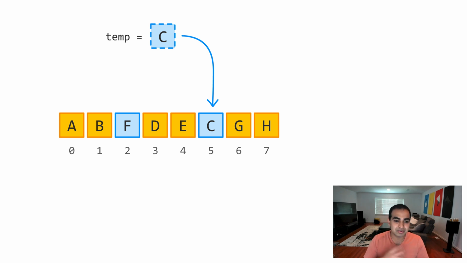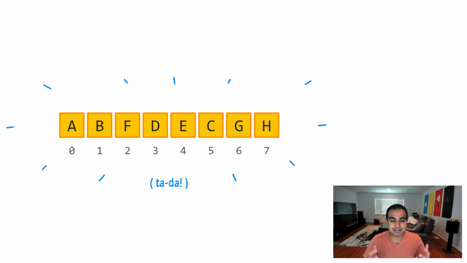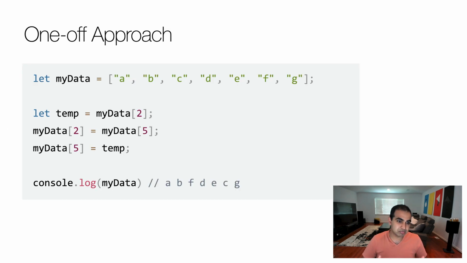But now, because I have the C value stored in a temporary variable, I can just swap it in place. Now that F is in the new location, I can take the temporary C and move it to where F was originally, which in the end results in our array having the F and C values, or the items in position 2 and position 5, swapped, which is exactly what we are trying to do.